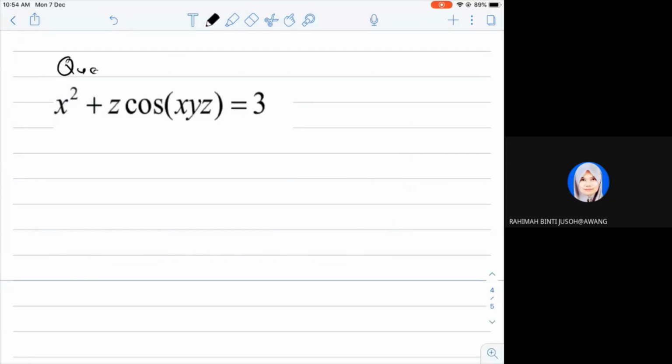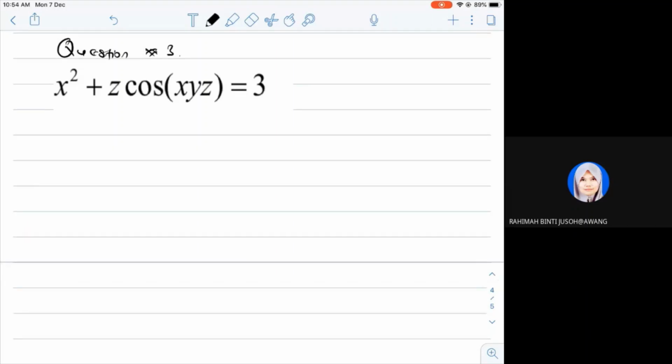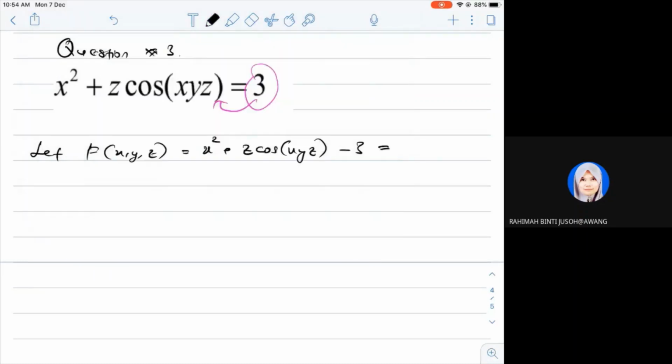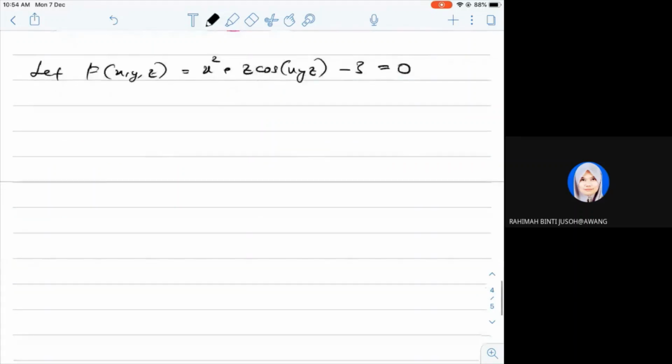Now let us solve this question. Question 3. Use the second method. First, we let f(x,y,z) equals x squared plus z cos xyz minus 3. Bring this to the left hand side. Bawa yang kat belakang ni ke sebelah kiri, left hand side. Then we have to equate this with 0. So this is our function now.